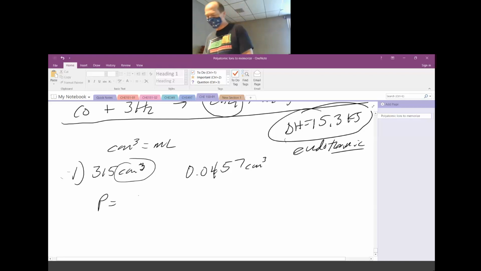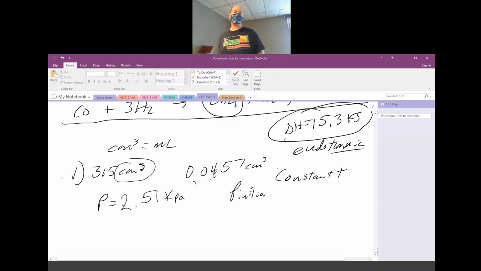Under a pressure of 2.51 kilopascals. If you need to convert kilopascals into something else, that conversion will be given. If you think you need to do that here, you do not. All right, it just says calculate the initial pressure at constant temperature.